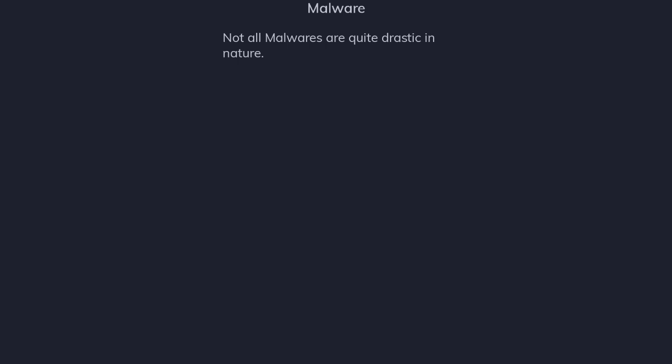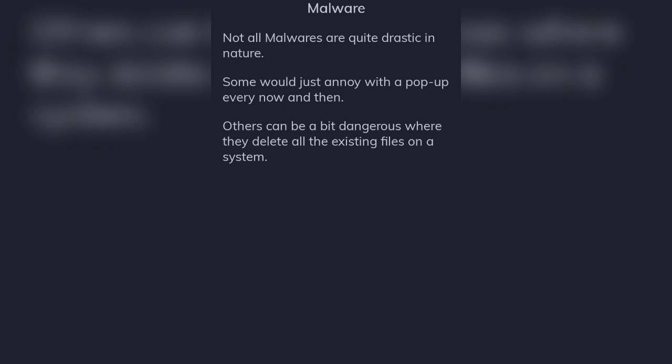Not all malwares are quite drastic in nature. Some would just annoy with a pop-up every now and then. Others can be a bit dangerous, where they delete all the existing files on a system.